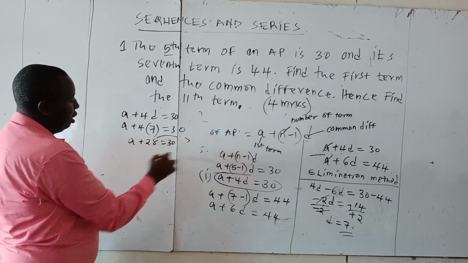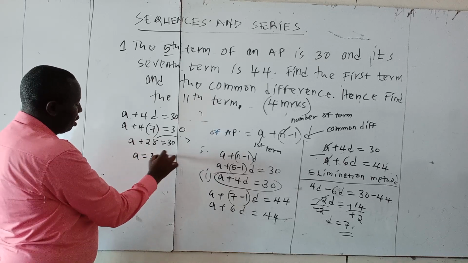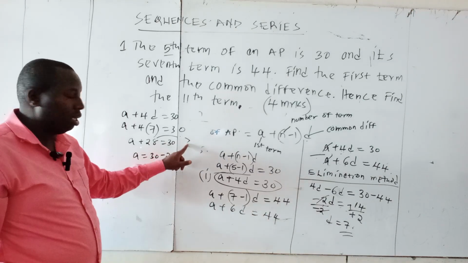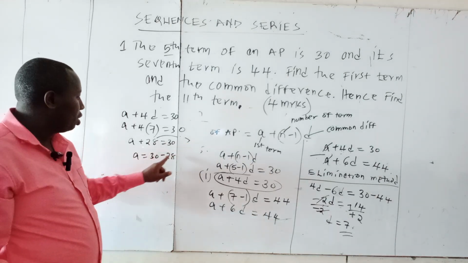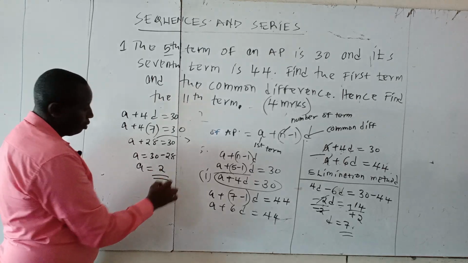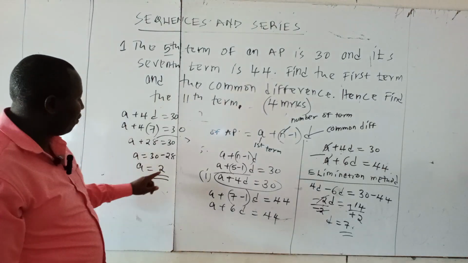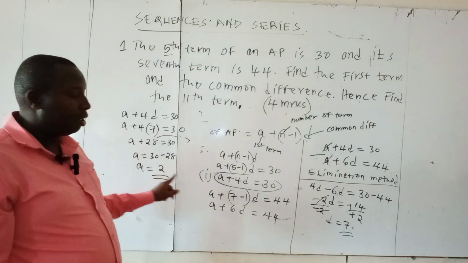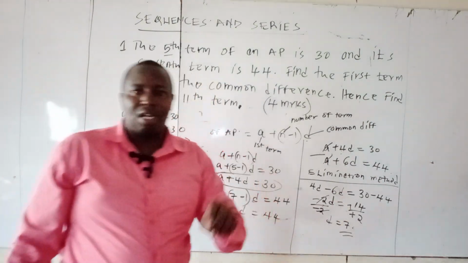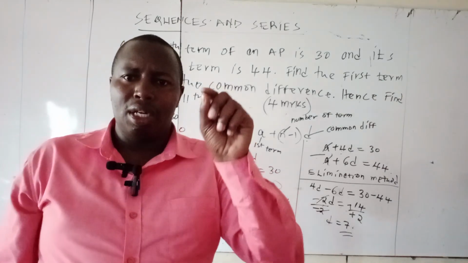So take this to the other side. A is equal to that minus 28, because 28 on this side was positive, and when you take it to the other side you are supposed to subtract. So that minus 28, a is equal to 2. And this is the first term, and this is the common difference. So you have the first term and you have the common difference.